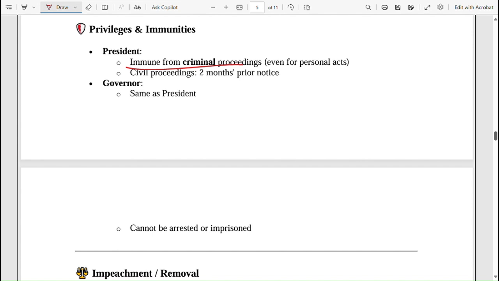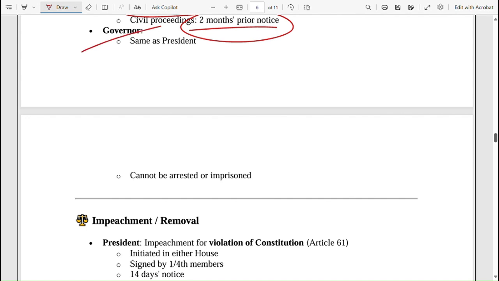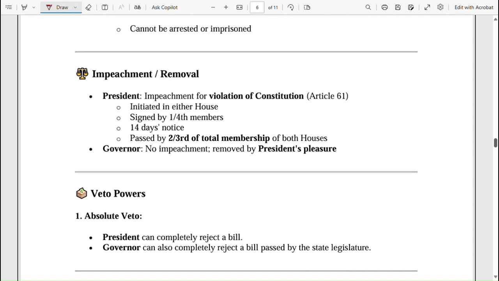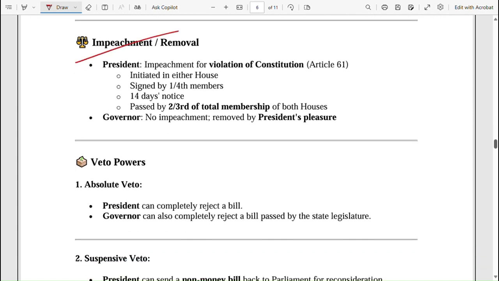For president, he is immune from criminal proceedings. Like he or she being a president, if he commits a crime, he is not being imprisoned. So there is an immunity against the criminal proceedings. But the criteria is 2 months prior notice should be given. So directly you cannot come and arrest the president, right? 2 months prior notice has to be given that you have committed a crime and certain proceedings will take place. So that should be given 2 months prior. And same as for the governor, cannot be arrested or imprisoned. So 2 months prior notice should be given.